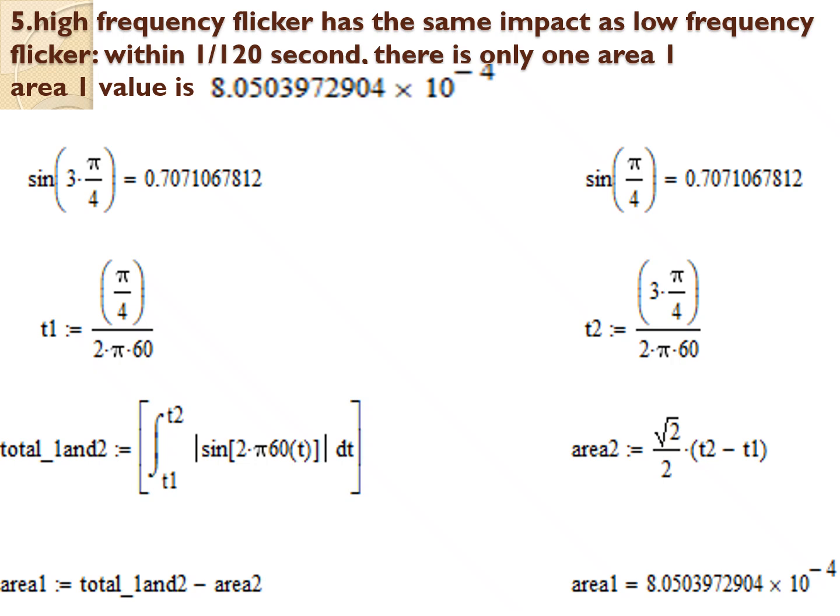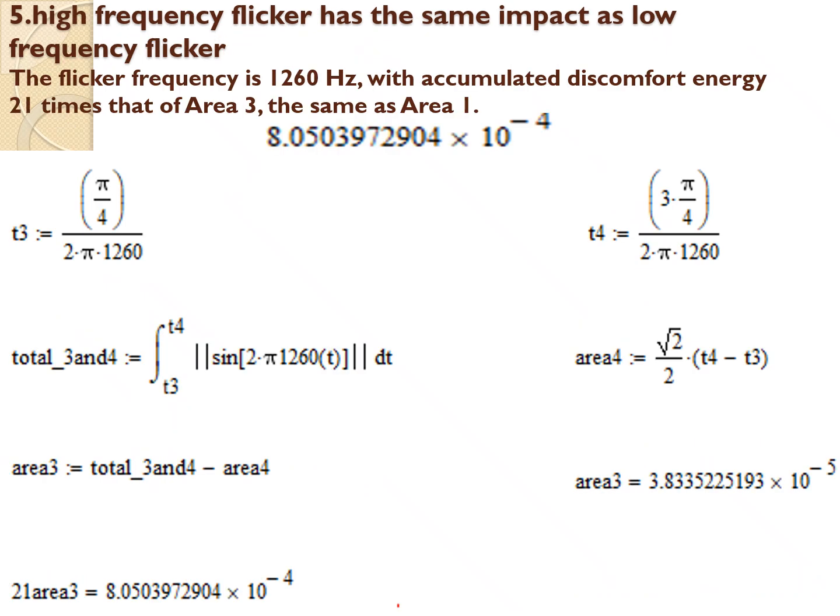The flicker frequency is 60 Hz. Cumulative discomfort energy value of Area 1 is 8.05 times 10 to the power of -4. The flicker frequency is 1260 Hz, with accumulated discomfort energy 21 times that of Area 3, the same as Area 1, 8.05 times 10 to the power of -4.